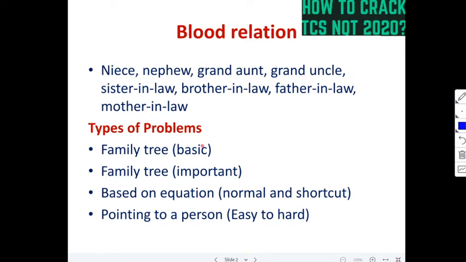This is basic problems. So I'll keep these two in a single category. Then, based on equations, how can we solve the problems? That is, the given problem has to be made into an equation and solved. Then pointing to a person. That is another type of problem.